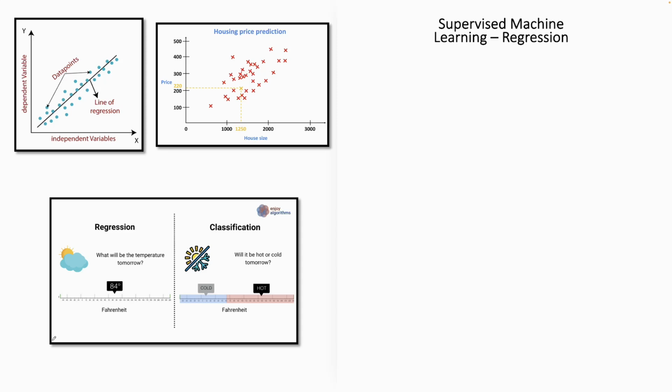Hi folks, welcome back. So in the previous video, we saw what is supervised machine learning classification. Now we will talk about regression. Now again, you might ask, but what is regression, right? Regression is nothing but a statistical technique that relates a dependent variable to an independent variable.